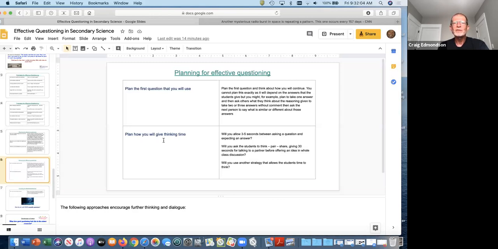Plan on how you will give thinking time. Will you allow 3 to 5 seconds between asking a question and expecting an answer? Will you ask the students to think, pair, share, giving 30 seconds for talking to a partner before offering an idea in whole class discussion? Will you use another strategy that allows students time to think? Experiment with that. Let the students know, hey, we're going to address this question. You have 45 seconds to come up with an answer. That will keep them focused and ready to provide an answer, not knowing which students will be called upon.